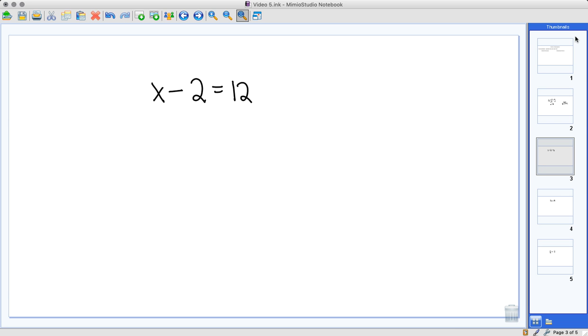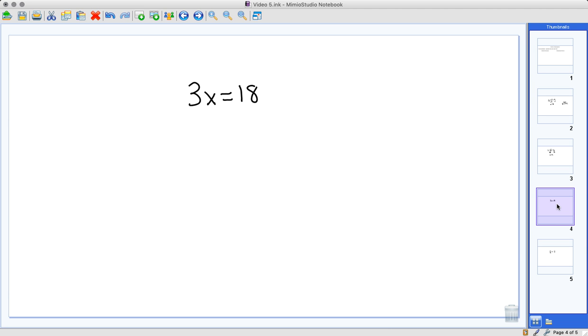All right, so the next one, x minus 2 equals 12. The opposite operation, or inverse operation, of subtraction is addition. So I'm going to add 2, and I'm going to add 2 on the right side of my equal sign. So minus 2 plus 2 cancel. So you get x equals 14. Again, you can check if you need to. Plug it back in here. 14 minus 2 does equal 12.